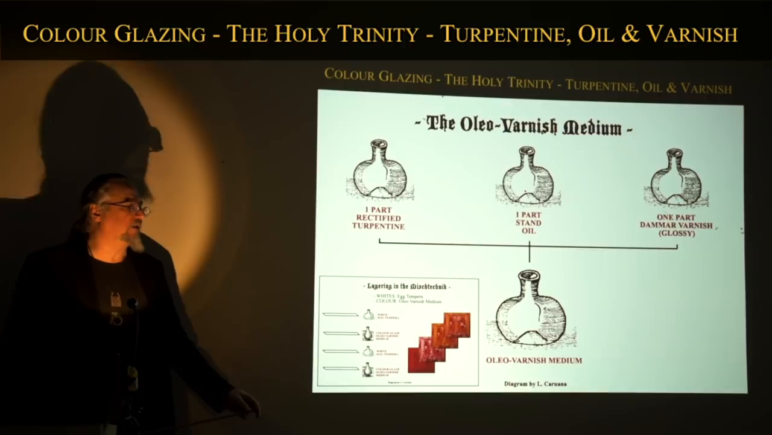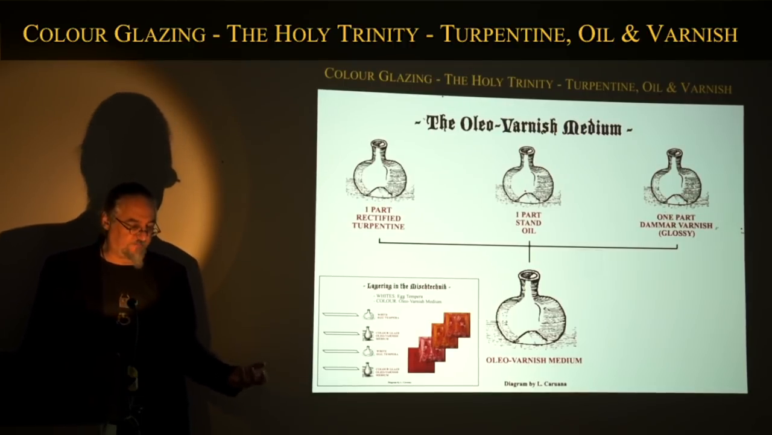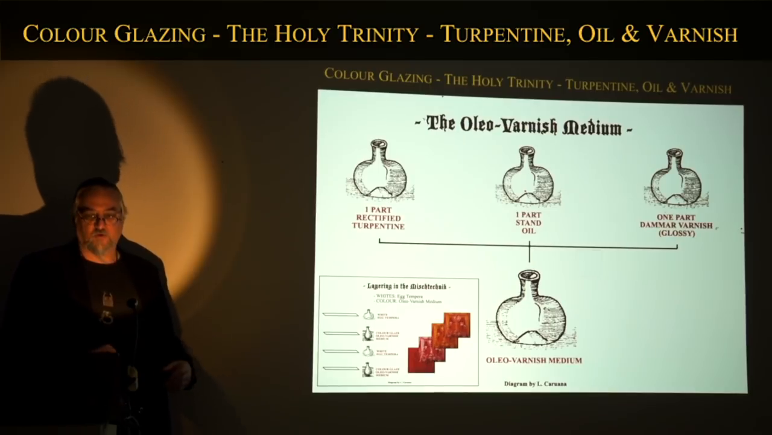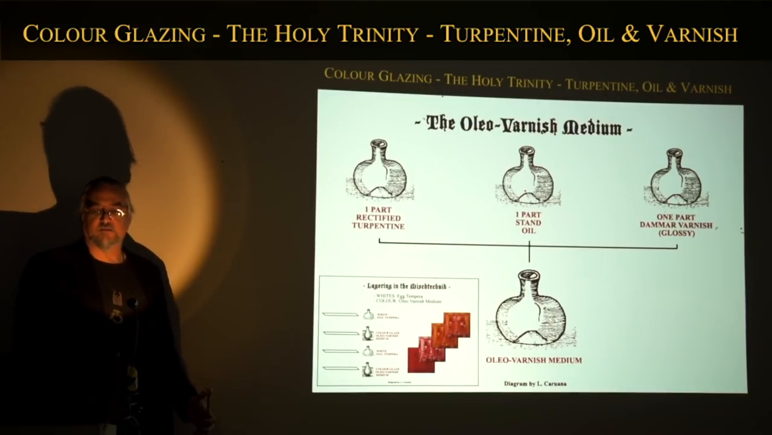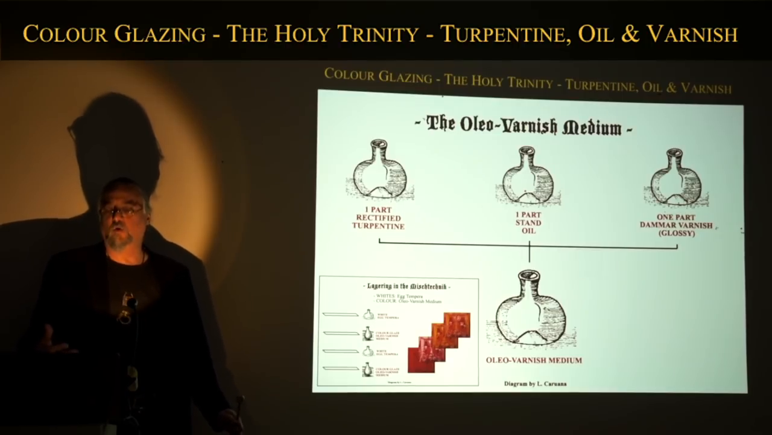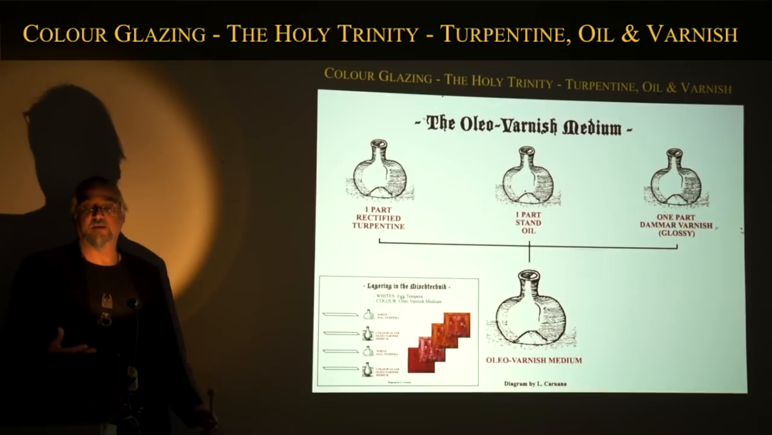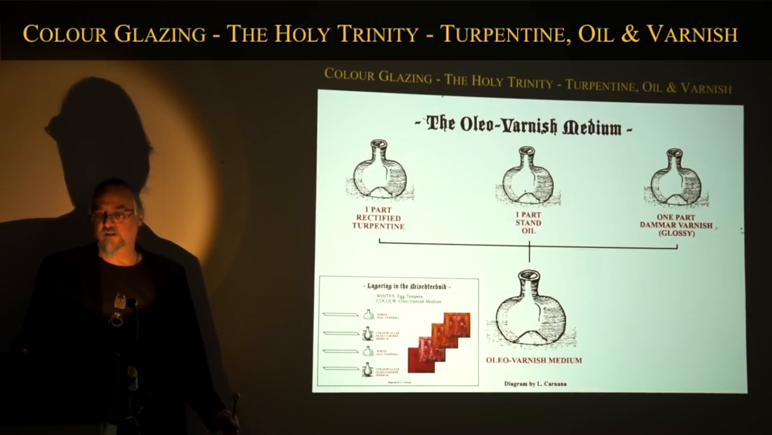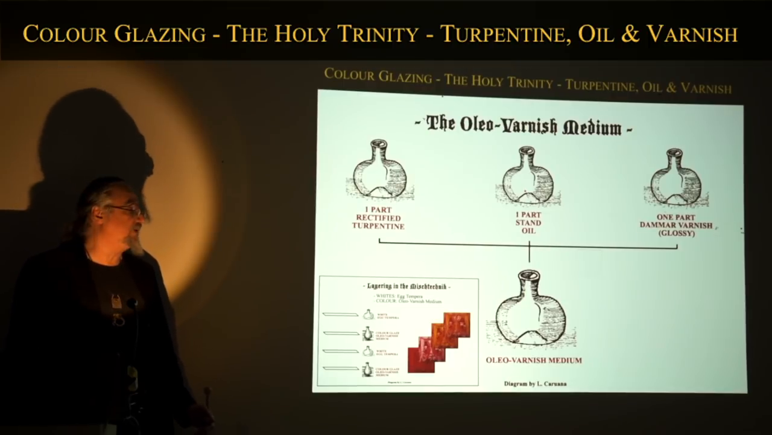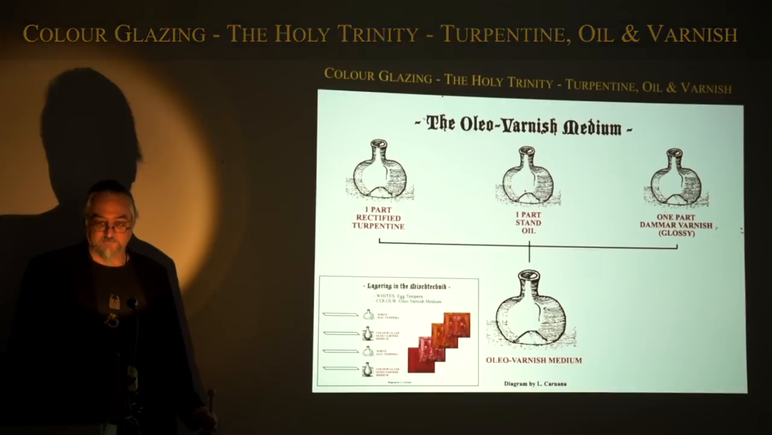Now, how about the color glazing? In order to glaze over your egg tempera, you need some form of oil, an oil paint mixed in color. So we create an oleo varnish medium, and the, so to speak, Holy Trinity uses turpentine, oil, and varnish, these being the three primary ingredients you might want to use in any medium.